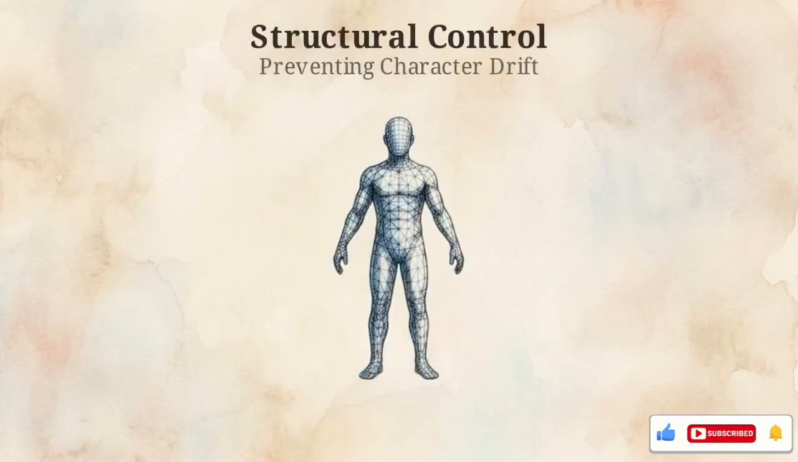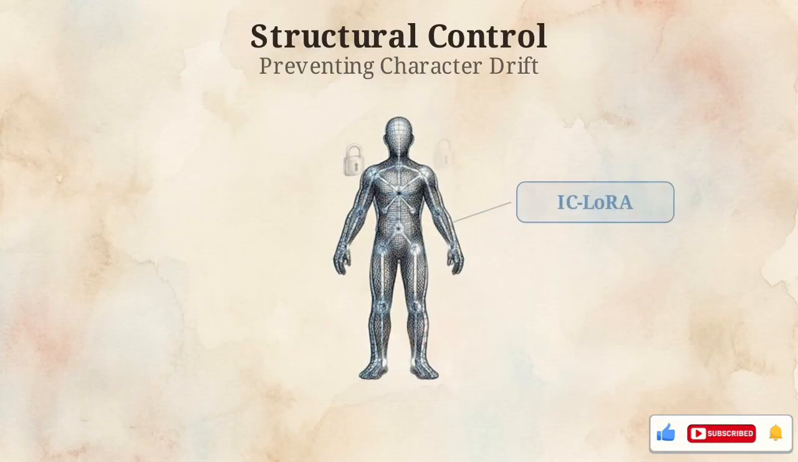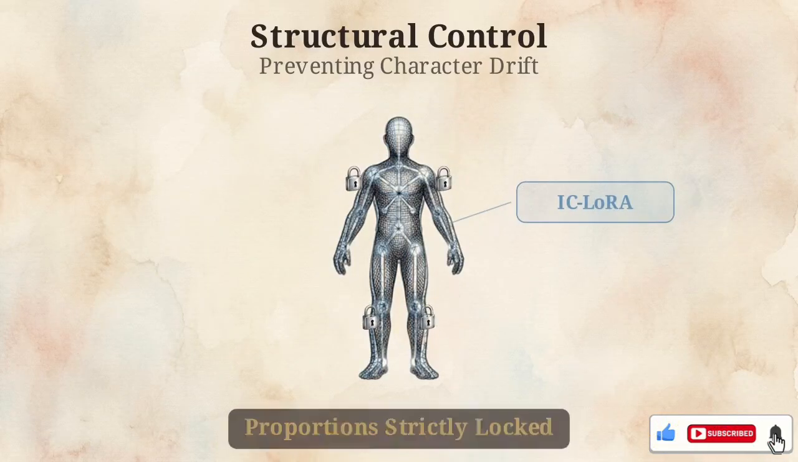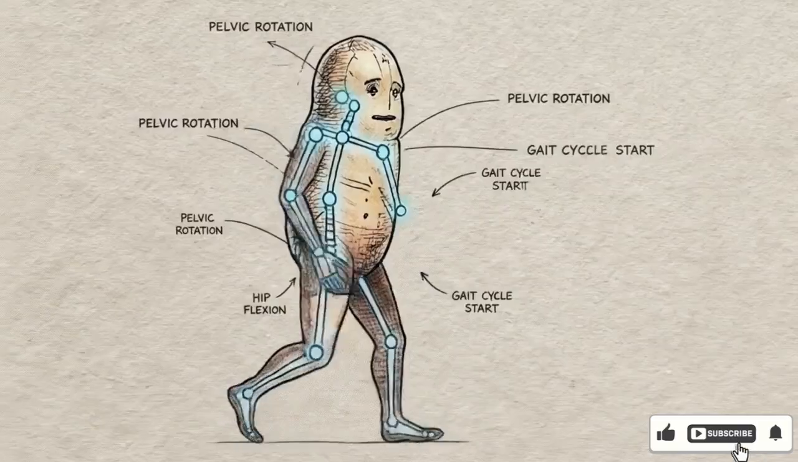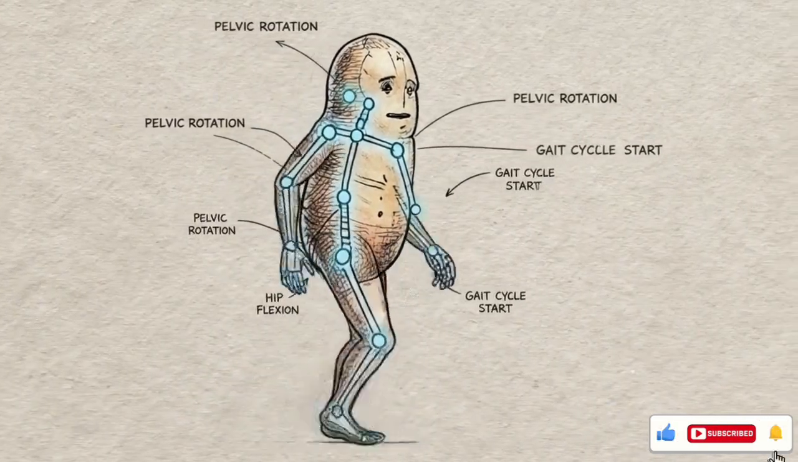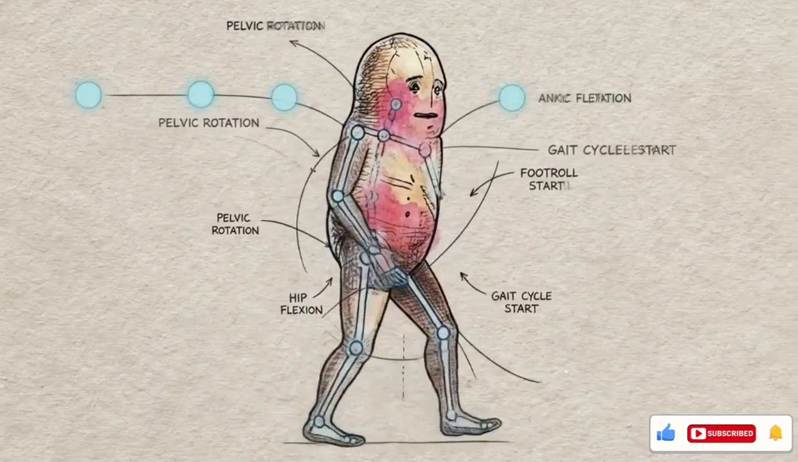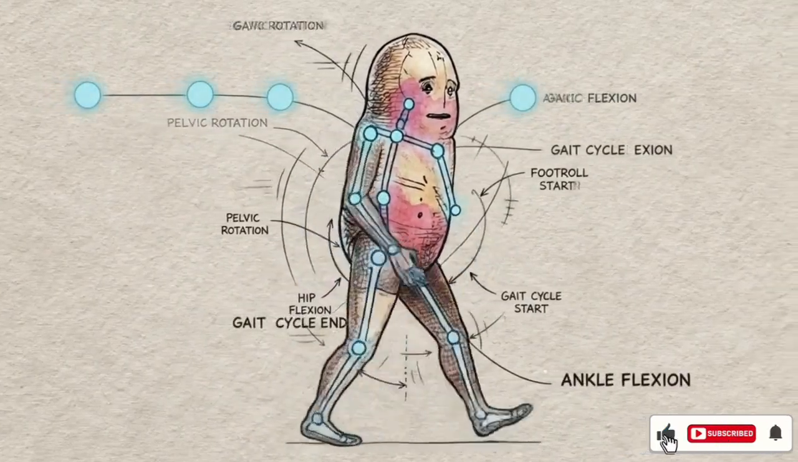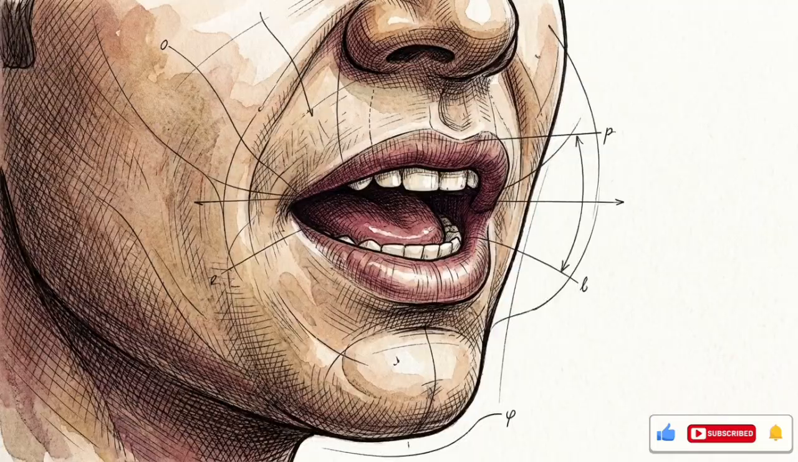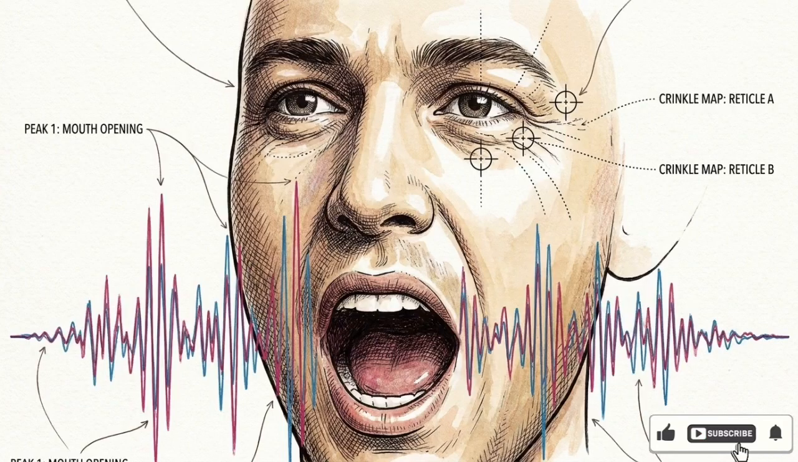The professional solution to character drift requires utilizing structural control layers, like IC LoRa, to strictly lock down physical attributes. By extracting a skeletal structure from a reference video, you allow the model to condition the exact motion arc and proportions of the generated clip. For dialogue scenes, you hit the next layer of complexity, achieving accurate lip sync and multimodal emotion embedding.